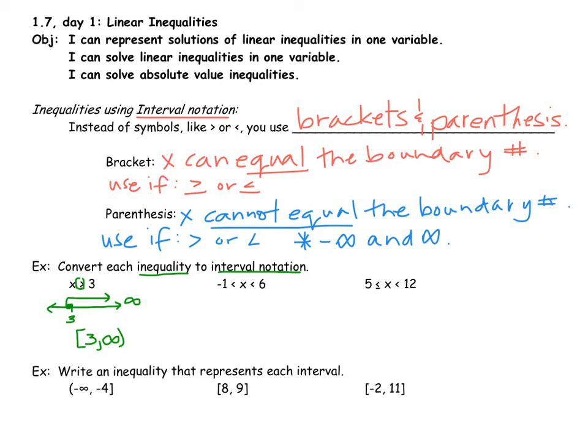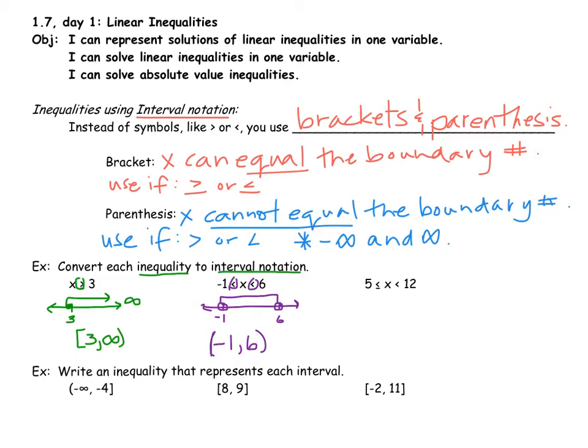Negative 1 is less than x, which is less than 6. There's a boundary on each side. For your number line, then, you would do a boundary at negative 1 and a boundary at 6. Because of the arrows, however, we would use open circles. And we'd connect them, anything between negative 1 and 6. In interval notation, we'd only use parentheses because of these inequalities. So we would have negative 1 as the boundary on the left, 6 as the boundary on the right, and both would be bounded with a parenthesis.